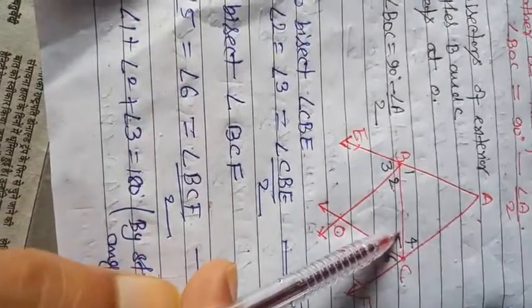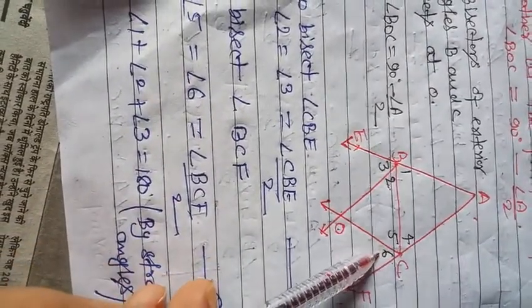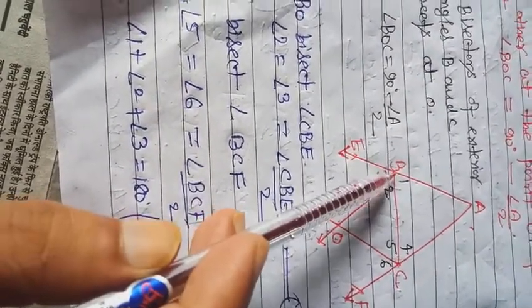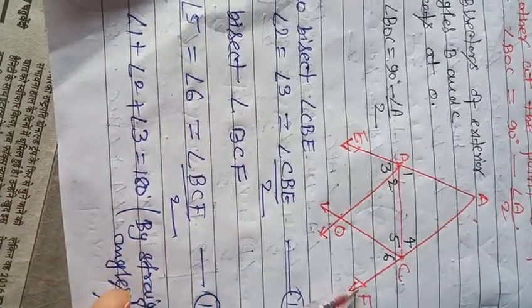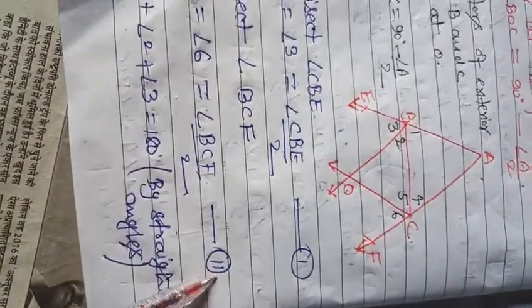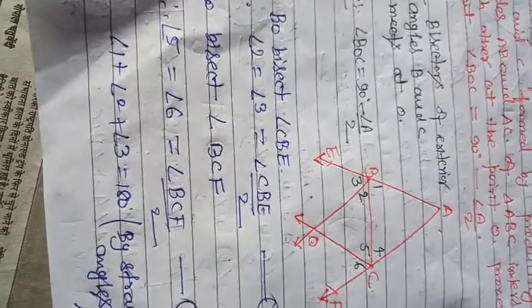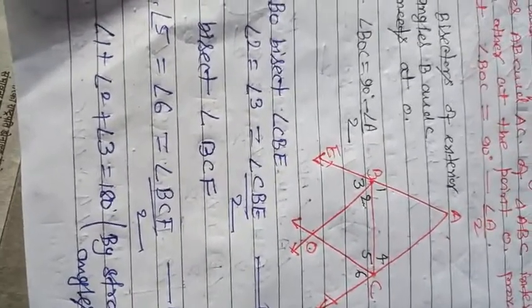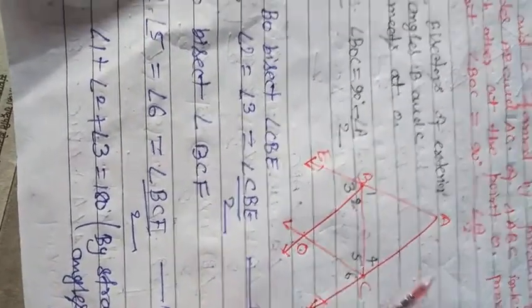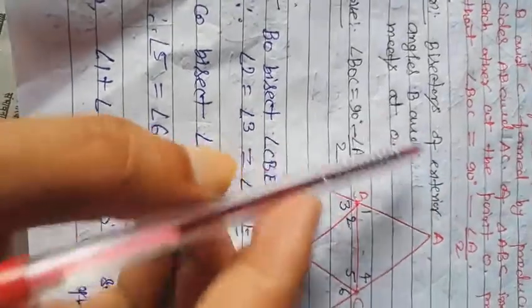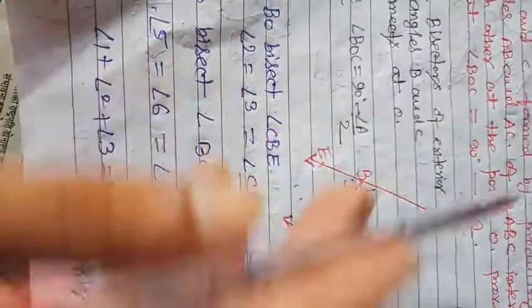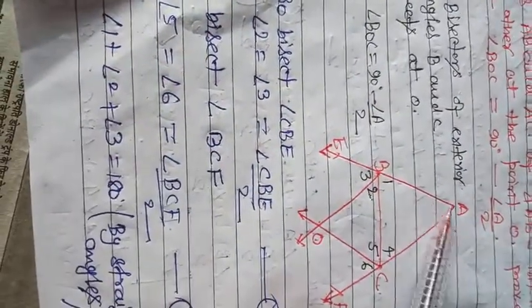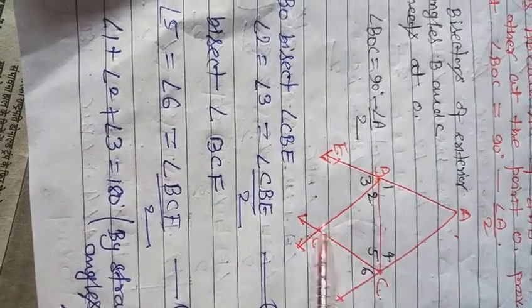So we can write angle 5 is equal to angle 6 is equal to angle BCF by 2, and this is equation second. Now we also know that again this is the relation. This proof shows the relation between this triangle ABC and triangle BOC.